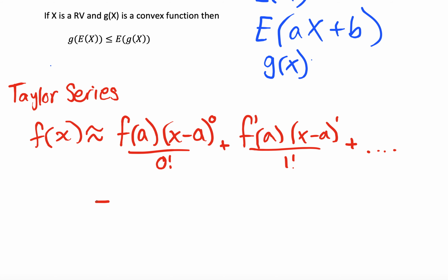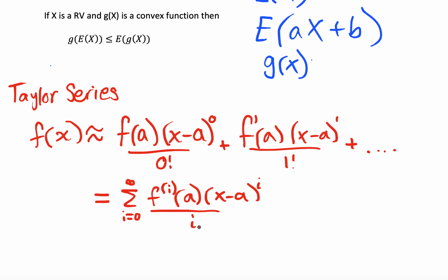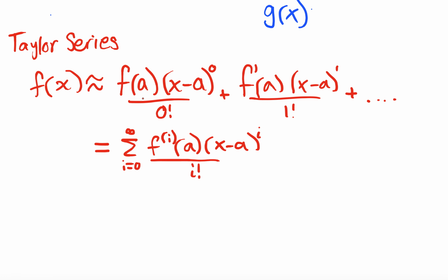So this Taylor series approximation is the same thing as saying the sum from i equals 0 to infinity of the ith derivative of f evaluated at a, times (x minus a) to the power of i, over i factorial. And we can approximate the function to a certain degree. We don't have to go all the way to infinity. We can just stop at 1 or 2 or so on. So the other thing that we need to remember is about convex functions in general.